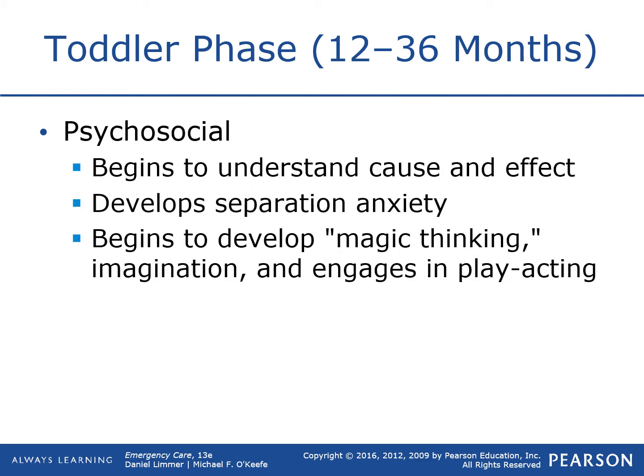Psychosocially, they start to understand that what they do has effects. If I put my finger in an outlet, it's going to shock me. So they understand that there's a correlation between what they do and what happens. This is where they really develop separation anxiety with their parents. They'll be screaming if they don't have their parent around. This is where they start to hide behind their parent in a high pressure social situation, like when they're in public.